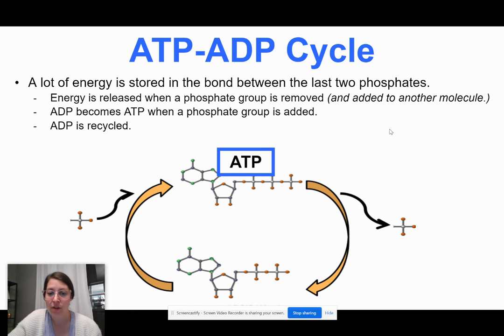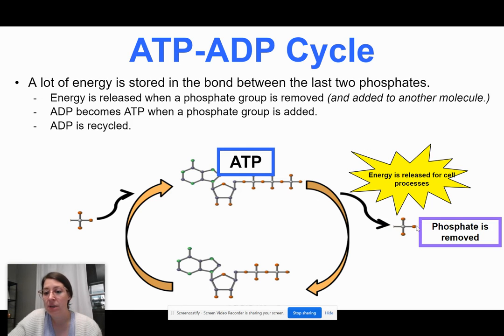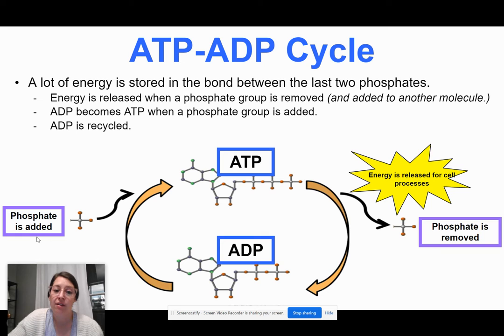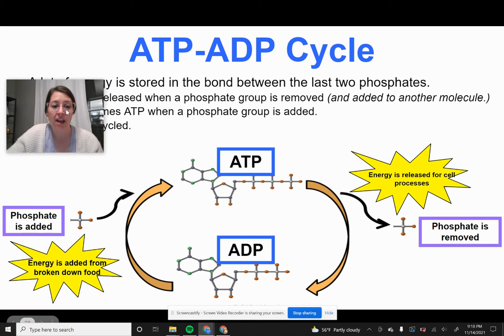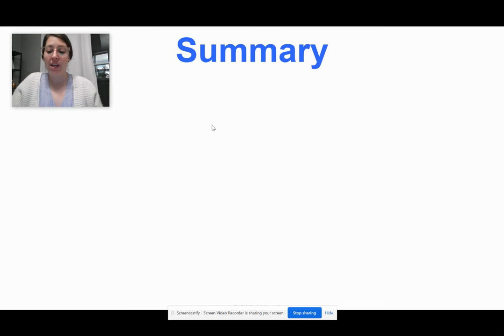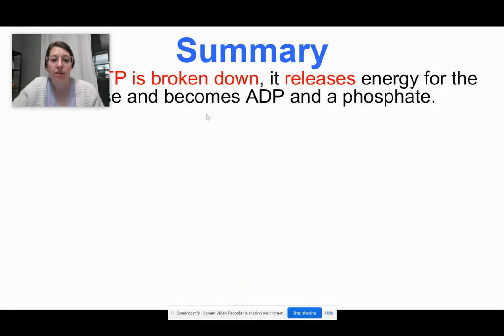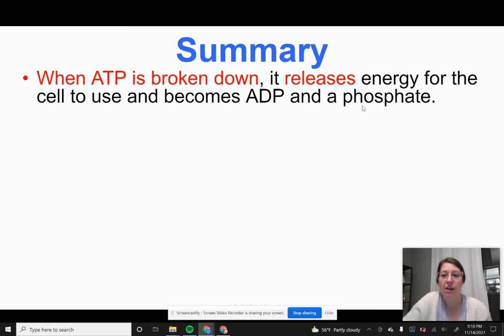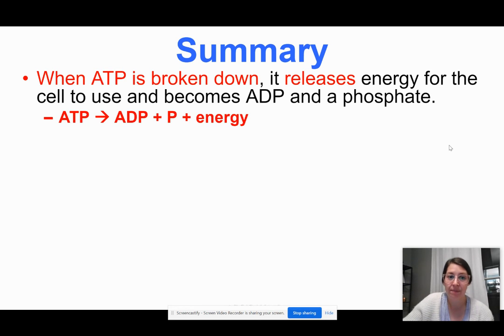So let's look at all of these labeled together. So when ATP removes the phosphate, energy is released. But when you have the two phosphates attached to adenosine, you can add a phosphate and energy is added from broken down food. So in this process, energy is absorbed from the environment and your ADP is recycled. So, in summary, when ATP is broken down, it releases energy for the cell to use. It becomes ADP and a phosphate.